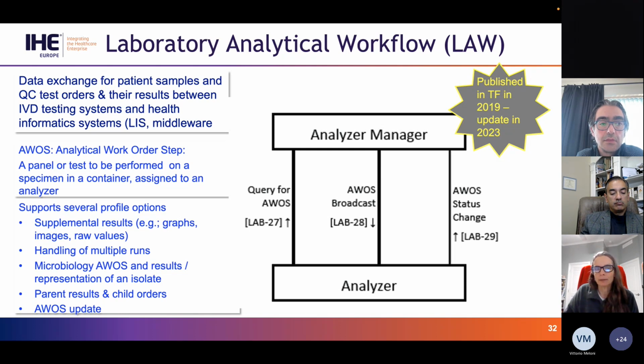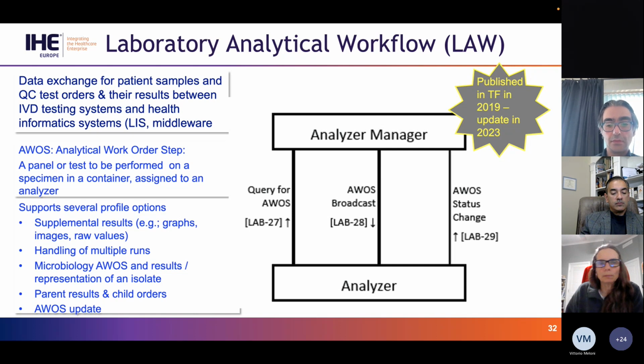If they can handle multiple runs, that's a different profile. If they can support microbiology with representation of an isolate and parent-child orders, that's another profile. And then if they can support updates to the work order steps, that's also a different profile. So this one is a little bit more compartmentalized, so that each system doesn't have to support everything that this profile has to offer. You can pick and choose, basically. Next slide.